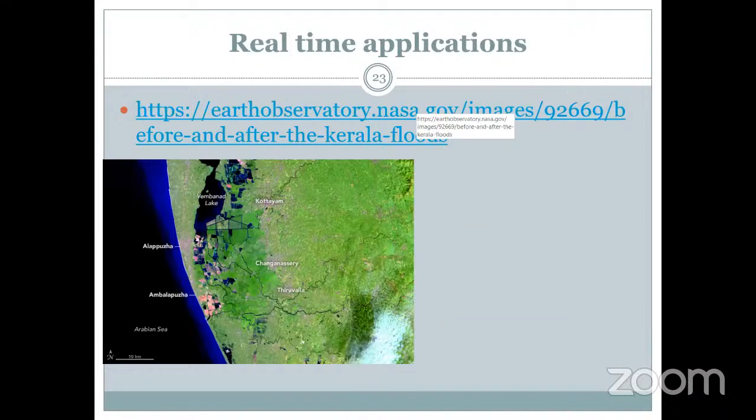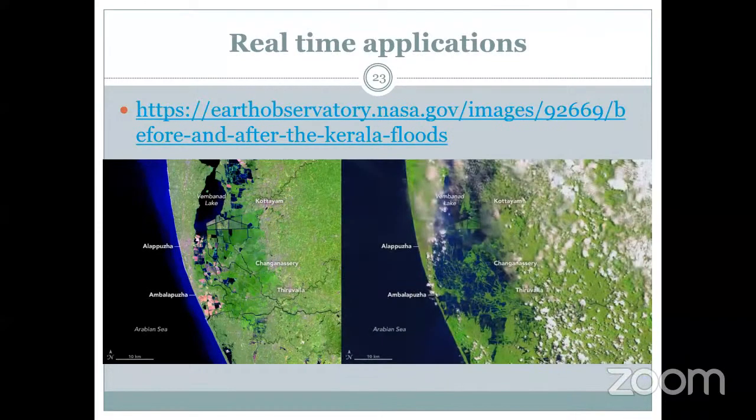Okay. So the last part I would like to touch upon is real-time applications. Please go to this observatory and have a look. More importantly, you will be able to see an image before the floods and after the floods. This data came from NASA for the 2018 floods. Even though we have ISRO data and other data sets, they take time for processing, whereas these can be done quickly. And this was done by the MIT guys for helping the Kerala government.